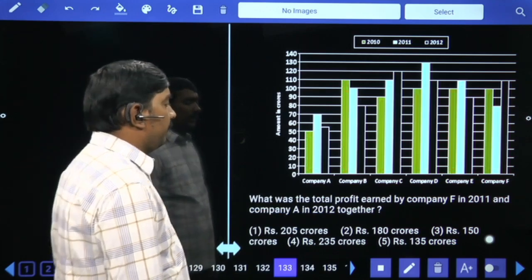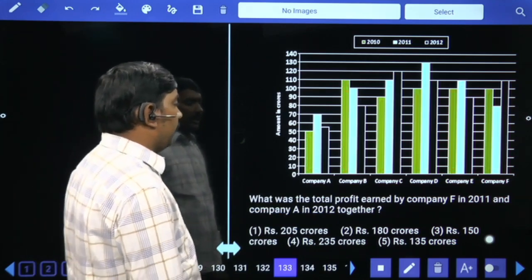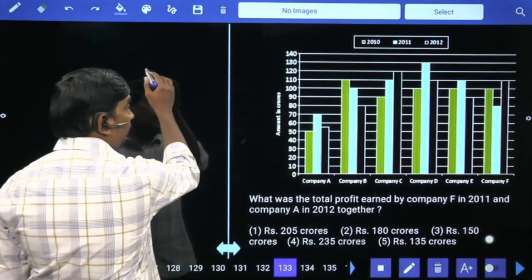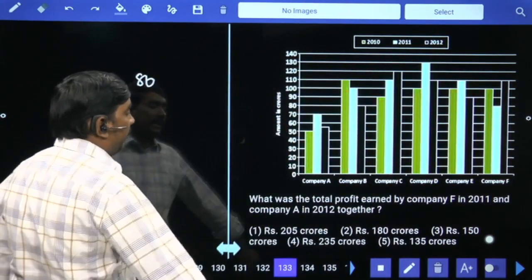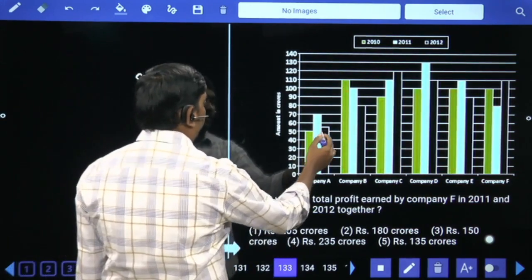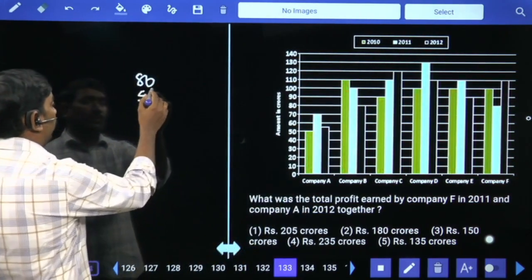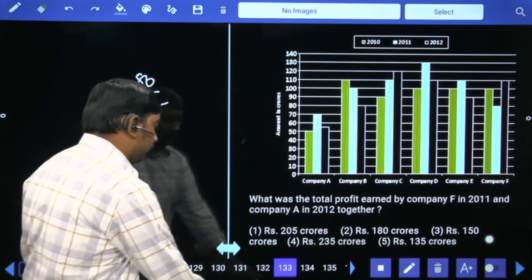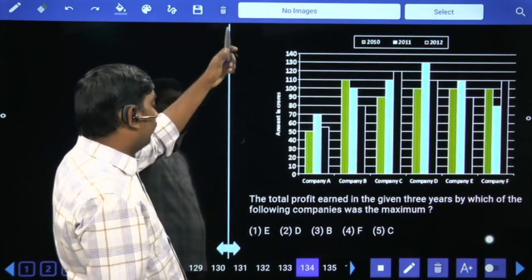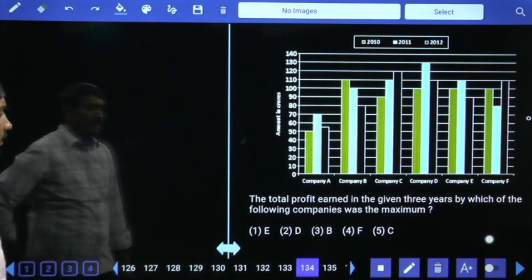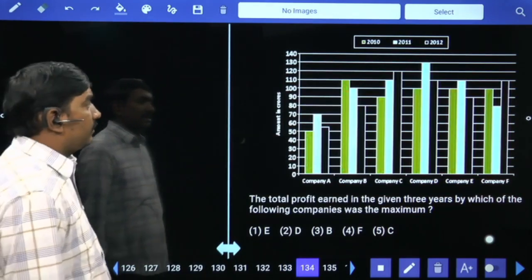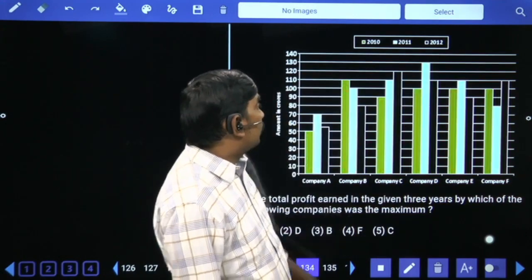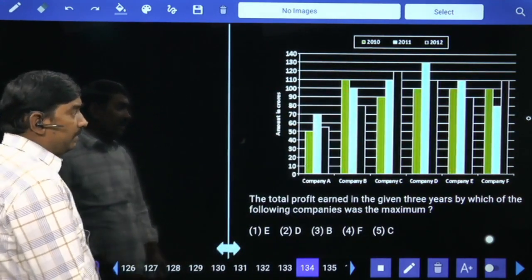What was the total profit earned by company F in 2011? Company F 2011, 80 crores. Company A 2012, 55 crores. Total 135 crores. Total profit earned in the given years by which of the following companies was maximum? The maximum height of the bar is for company D. So obviously that is the maximum. Company D has maximum.